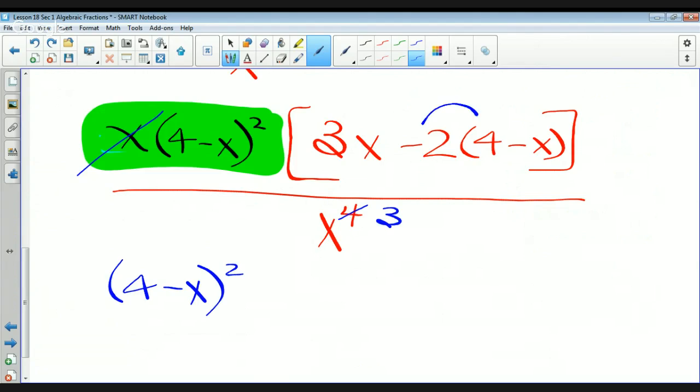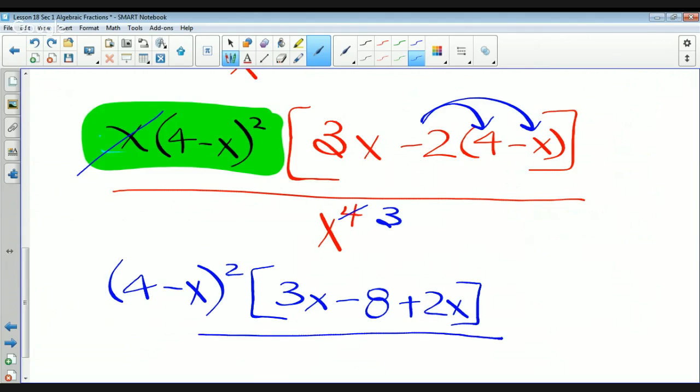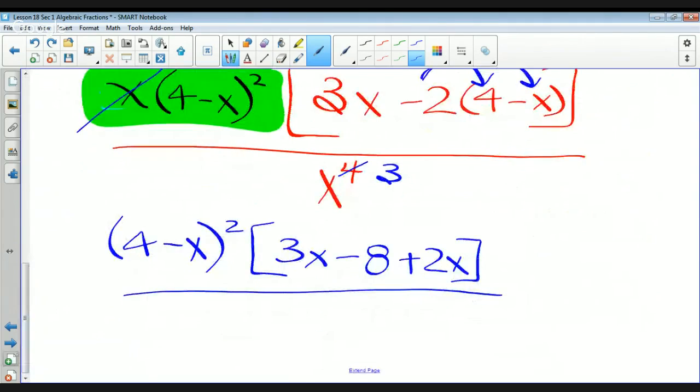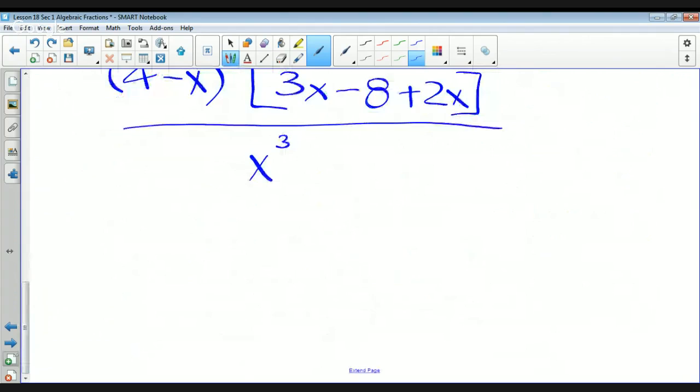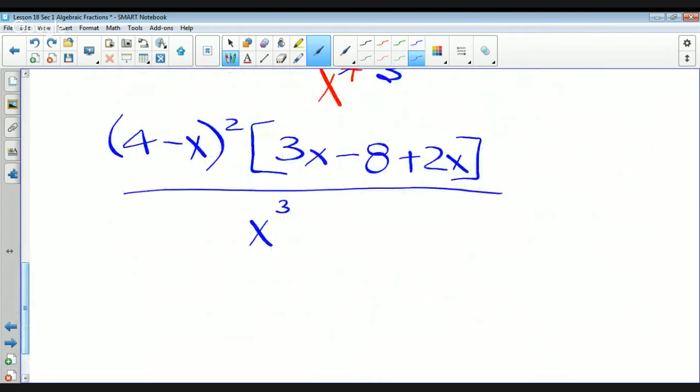Yes. I'm going to distribute. And now here's where it is a good idea to keep simplifying further on that, okay? Because you have x's in there and numbers, so you want to get whatever you can together. So it's going to be times quantity, 3x, minus -2 times 4 is -8, -2 times -x, plus 2x, and all that's being divided by x to the third. Can I simplify anything else, or am I finished?